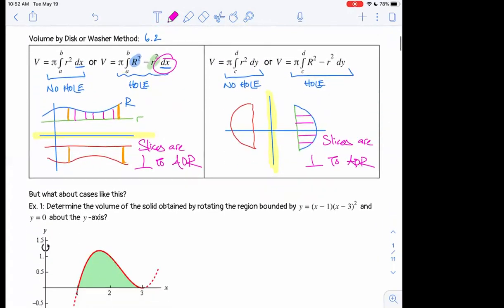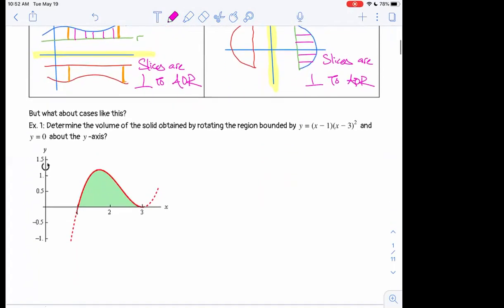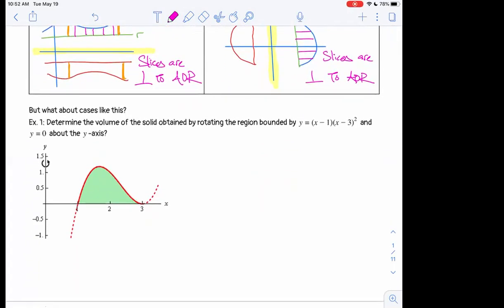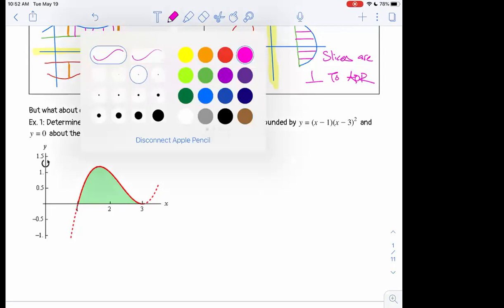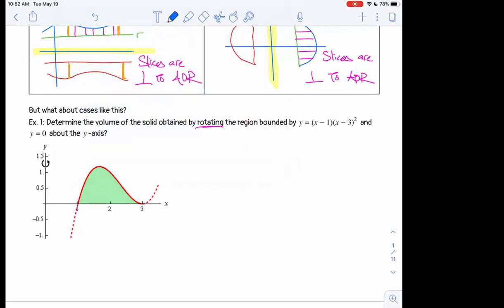So knowing that, let's take a look at this case right here, okay? It says, determine the volume of the solid obtained by rotating the region bounded by this graph and y equals 0 about the y-axis. So we've got a picture of the graph. I'm going to be revolving that around the y-axis, and it's just going to be this green region right here.